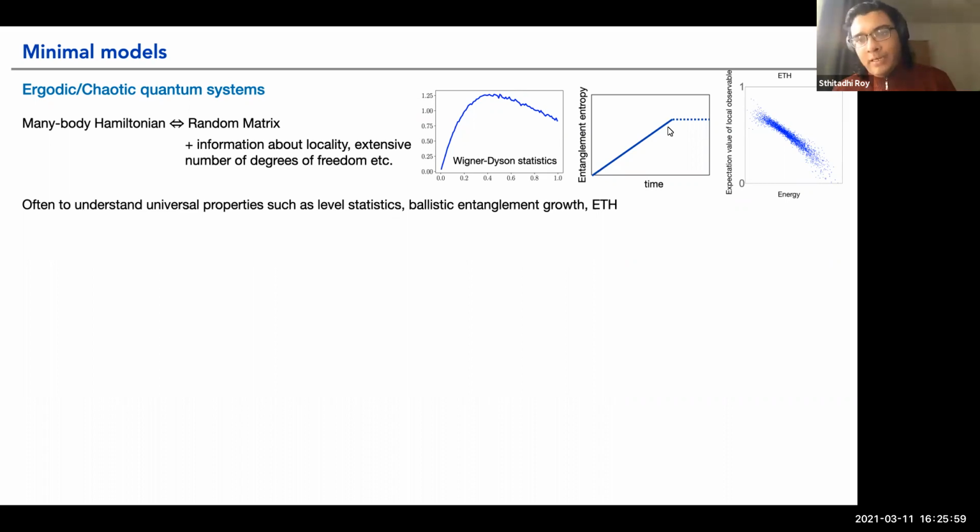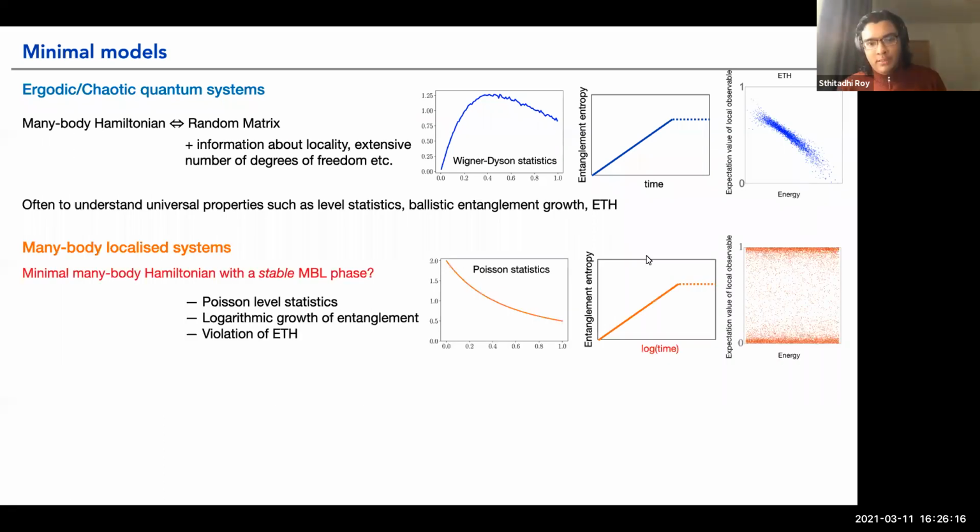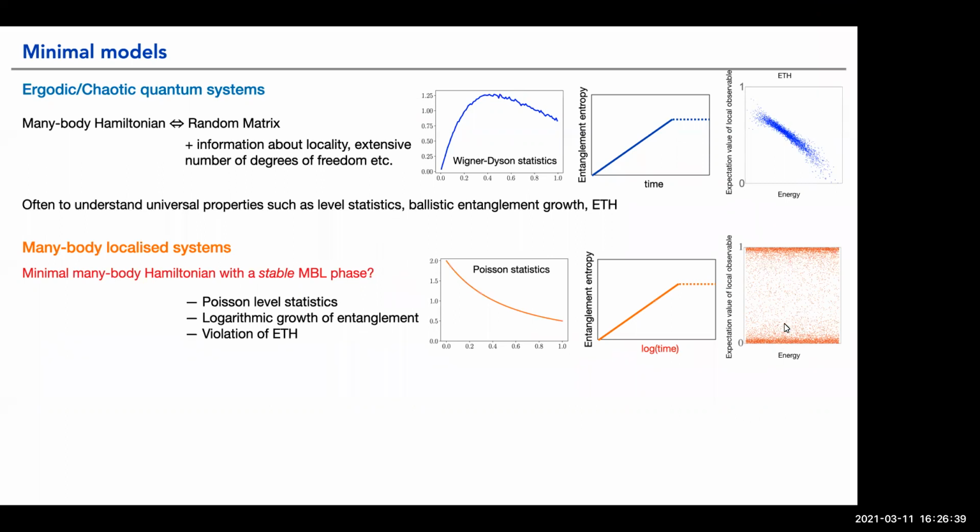You have a ballistic growth of entanglement entropy from an initial unentangled state, or you have the ETH satisfied, with local observables' expectation values being a smooth function of energy, and so on and so forth. But for many-body localized systems, of course, these things are completely different. For example, level statistics actually is Poissonian. The entanglement entropy grows logarithmically in time. Local observables actually do not satisfy ETH. If you take a many-body localized system and plot an expectation value of some local observable as a function of energy, it looks something like this.